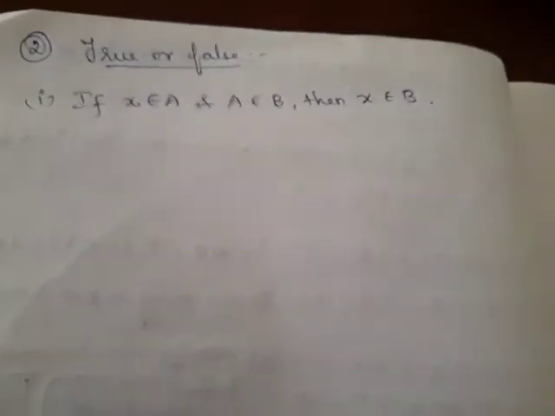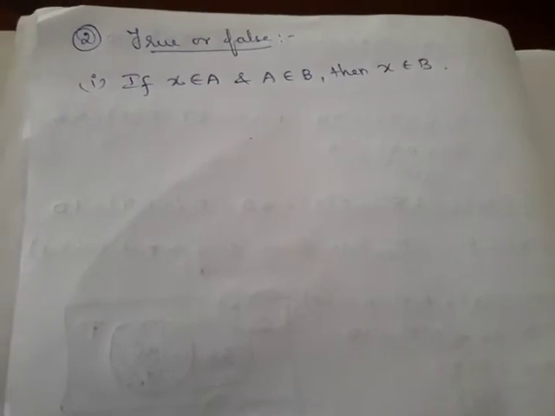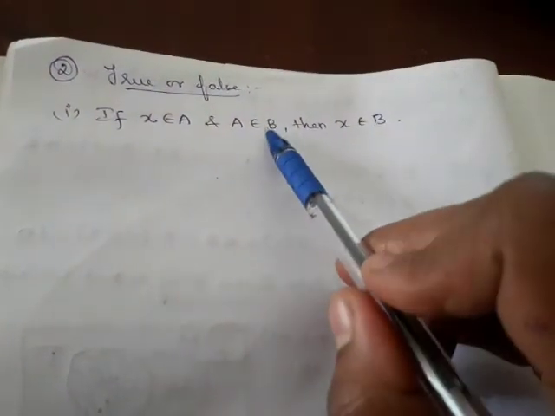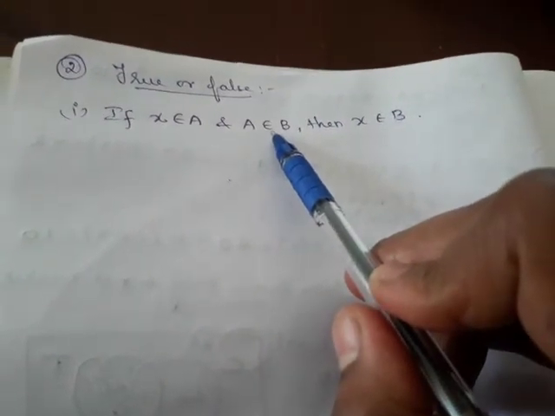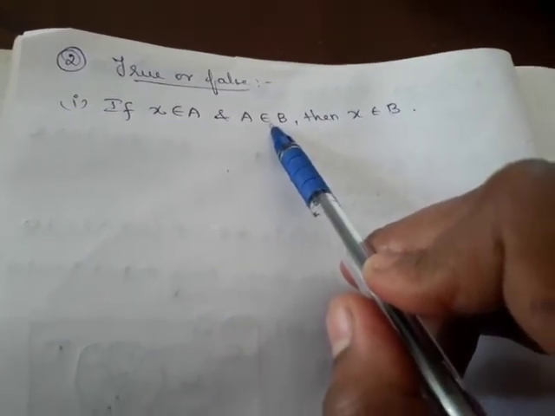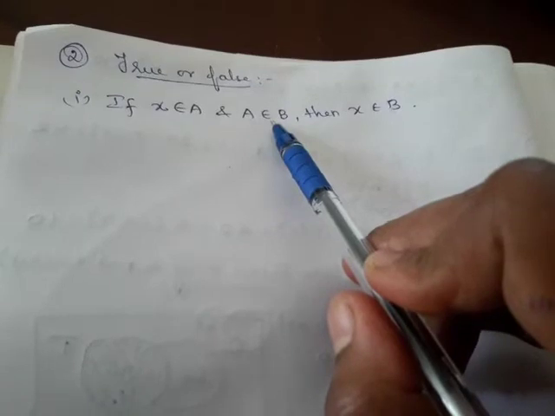Next question is true or false only. First question let me solve, and the remaining questions I hope you can do. First question, if x belongs to A and A belongs to B, then x belongs to B. Clearly understand this is the symbol belongs to. This is not a subset. There is a vast difference between subset and belongs to.